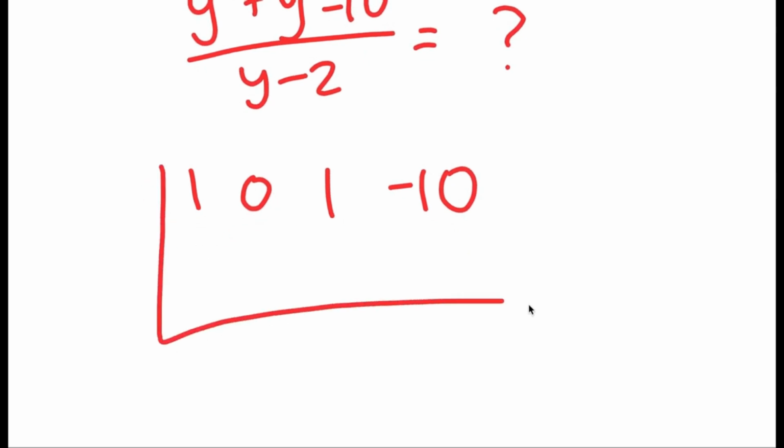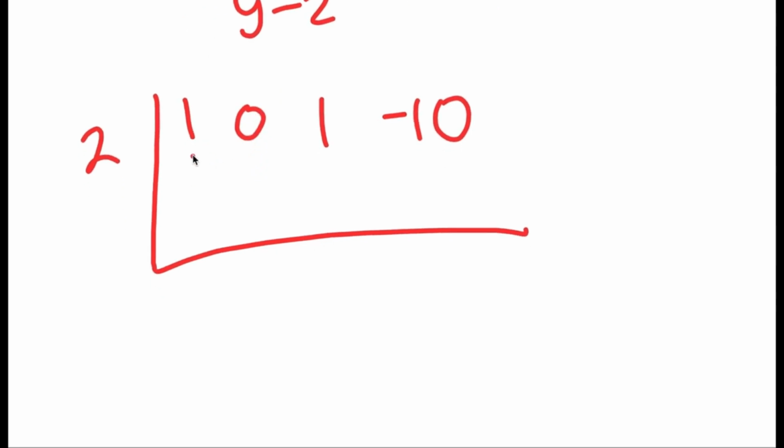And this is all with 2. And if you guys are still confused by this, you should look up a video on synthetic division. So I'm going to first start by moving down my 1. 2 times 1 is 2. 0 plus 2 is 2. 2 times 2 is 4.